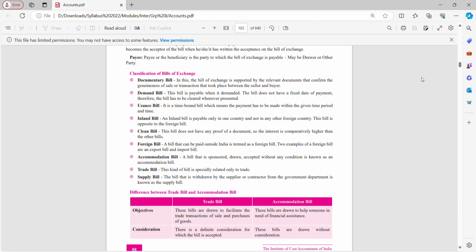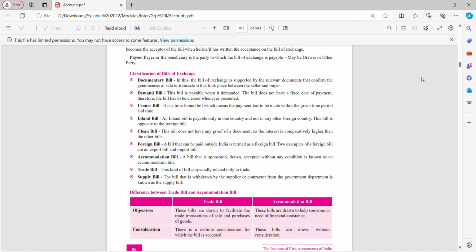Demand bill. This bill is payable when it is demanded. The bill does not have a fixed date of payment. Therefore, the bill has to be cleared whenever presented. No fixed date of payment. Today the shopkeeper, that is the drawer, will call me and say, please clear off the payment. I will have to clear off the payment. Usance bill. It is the time bound bill, which means the payment has to be made within the given time period.